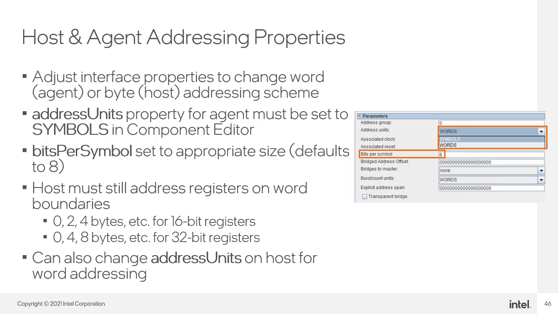You can also change symbols to words on a host interface. In this case, the host would only need to increment its address by 1 to access subsequent locations on an agent.